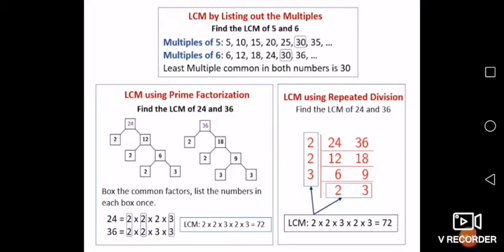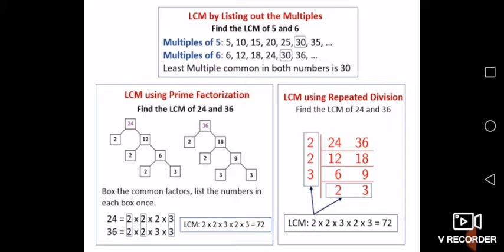So children, on the screen you can see those three methods which I have told you just now to find the LCM of given numbers. Now the first method which you can see here is LCM by listing out the multiples.